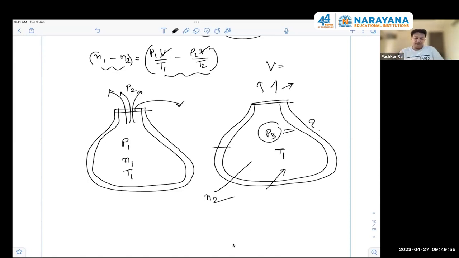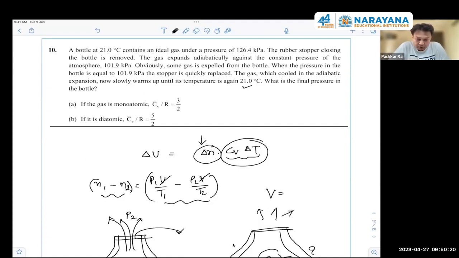This is the situation. There are two parts to this problem. First, you have to assume that if the CV is 3 by 2 R, what will be the final pressure? And second, if it is 5 by 2 R, what is the final pressure? Both are very interesting questions. It is very close to physics, chemistry as well. If you are practicing these questions, not only are you practicing chemistry, you're also practicing physics. That's the motivation for these kinds of problems. Take your time because they're not going to be done quickly. So please spend at least 1 or 2 hours.